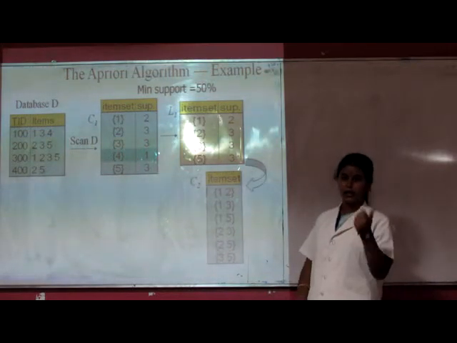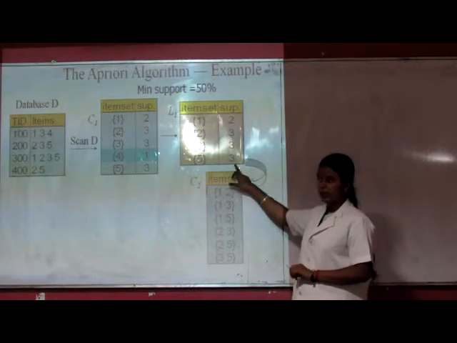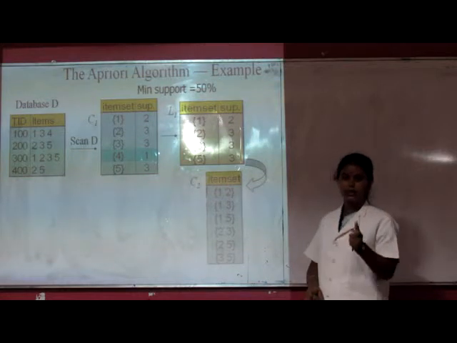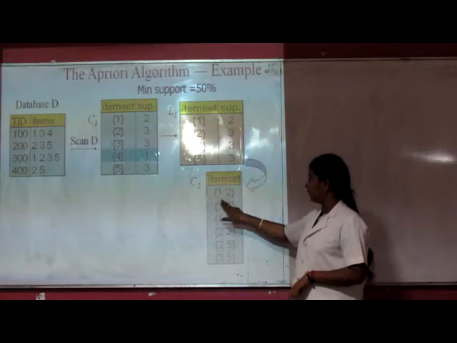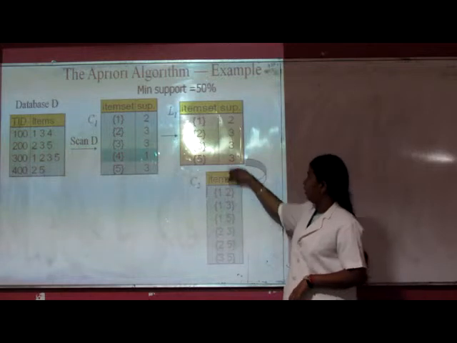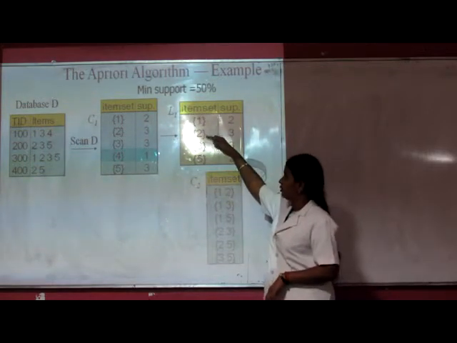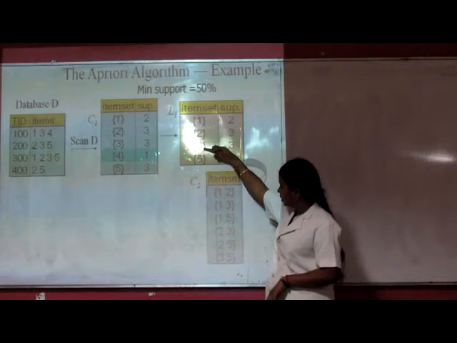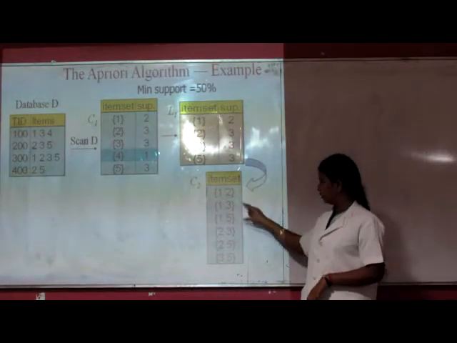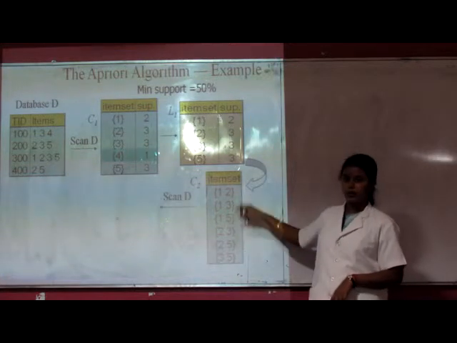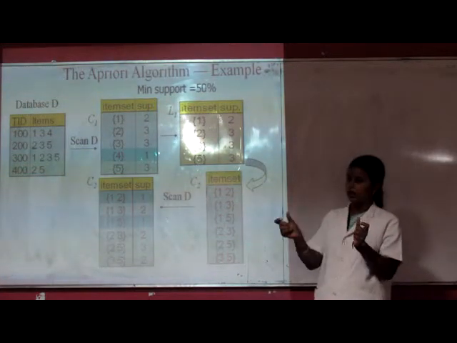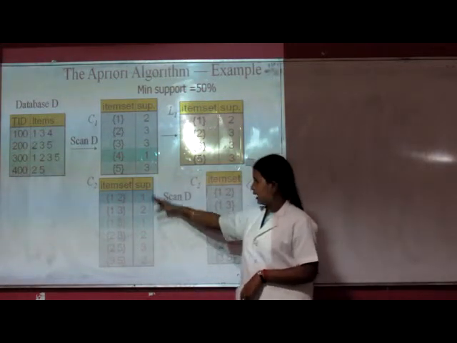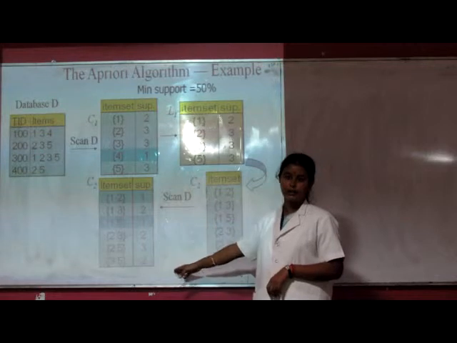Next I have to find X with Y. I have considered only X for individual items and found the support level. Next I have to combine X associated with Y. So from these I have to consider 1,2; 1,3; 1,5; after that 2,3; 2,5; after that 3,5. So what are all the possibilities I have to take? We combine one item with another item, and from this we calculate the support level in the same way.